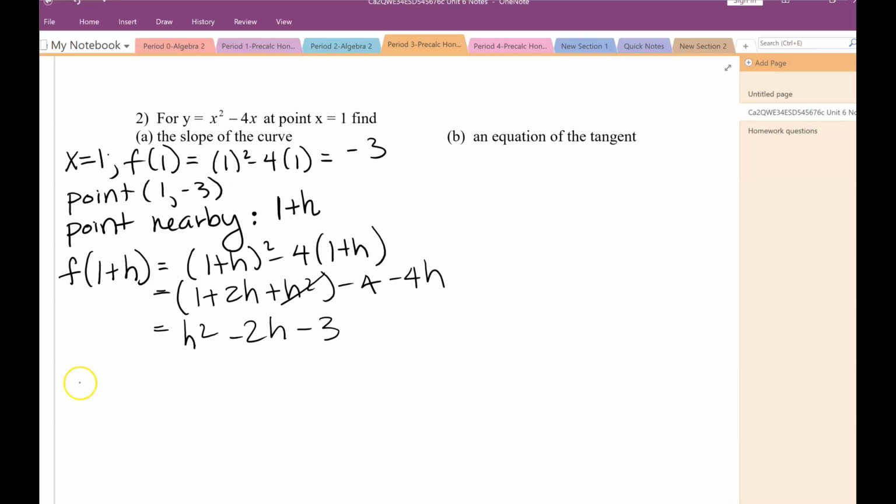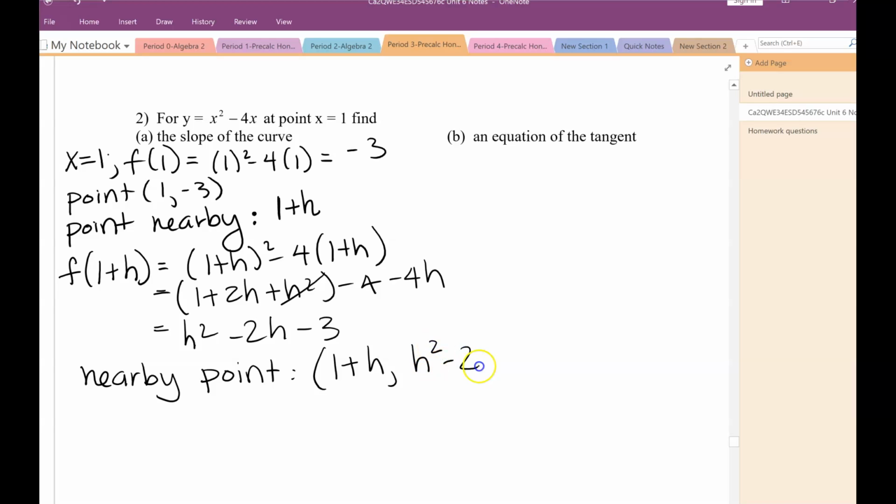I'm going to hold it right there before I go any further. So would you agree? Now, the nearby point has an x and a y coordinate. Nearby point. What is the x coordinate? 1 plus h. What's your y coordinate? h squared minus 2h minus 3. I'm going to hold it right there before I go further. Would you agree with that statement right now?